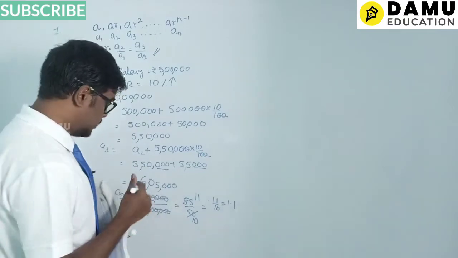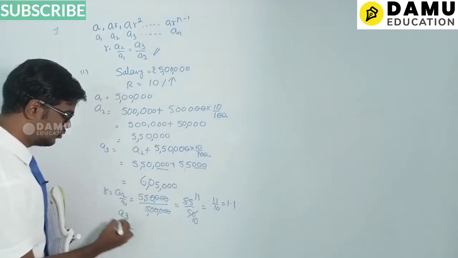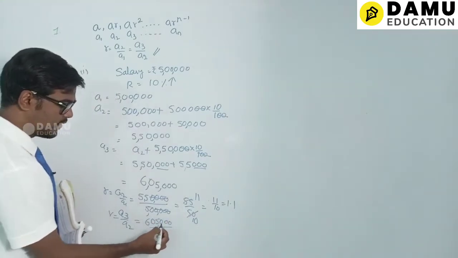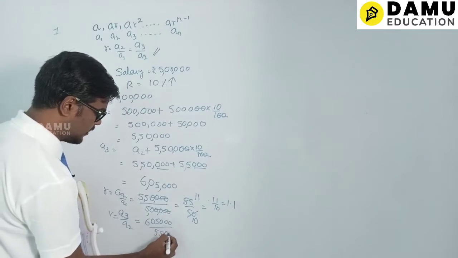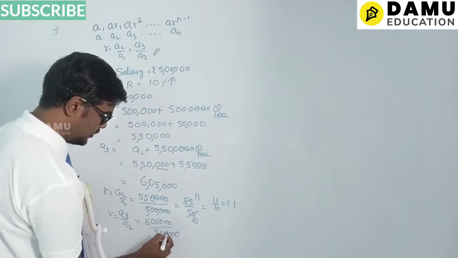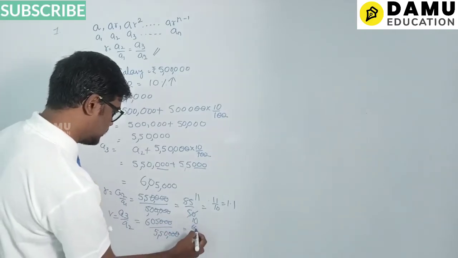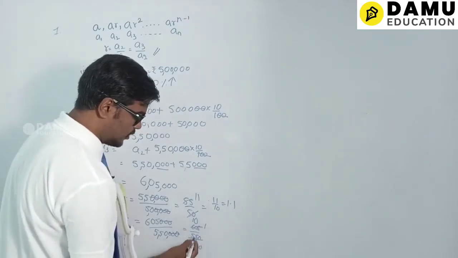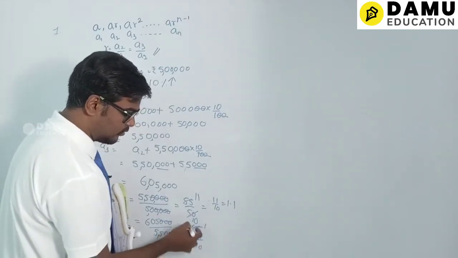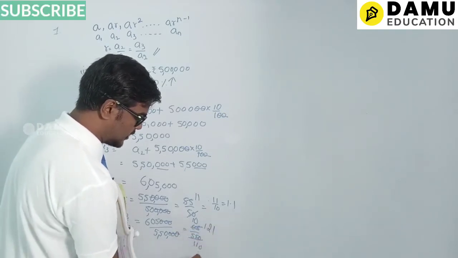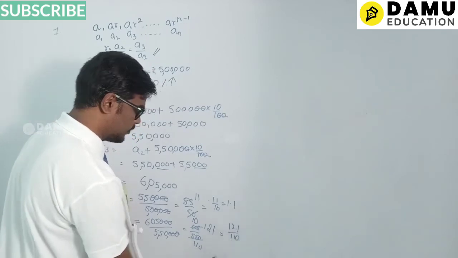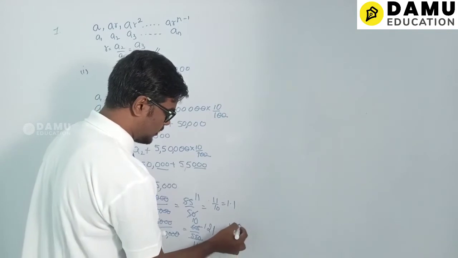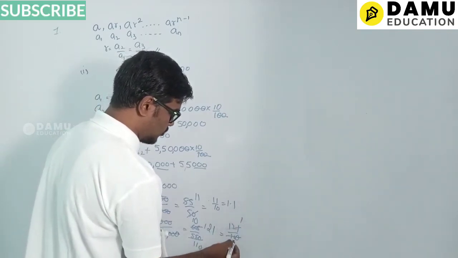Now what is A3 by A2? We have to check whether the ratio will be the same or not. So 6,05,000 by A2, which is 5,50,000. Three zeros will cancel. 605 by 550: 5 ones are 5, 5 elevens are 55, 5 tens are 50. So we get 121 by 110, which is 11 by 10. So what answer are we getting here?